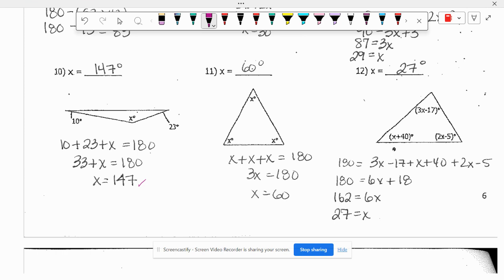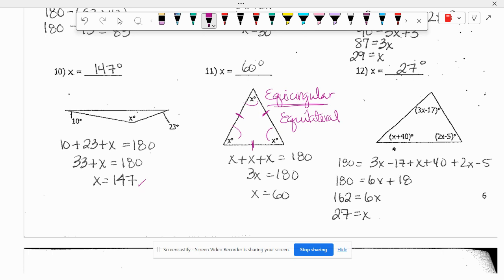x plus x plus x, so 3x equals 180. This is an equiangular. So let's talk about that really fast. Equiangular just means that all of the angles are congruent. These are all the same measure. And that is also the same thing as equilateral. Equilateral means all of the sides are the same. So if all of the angles are the same, then all of the sides are also congruent. So 60 degrees is my angle measure. 180 divided by 3 is 60.